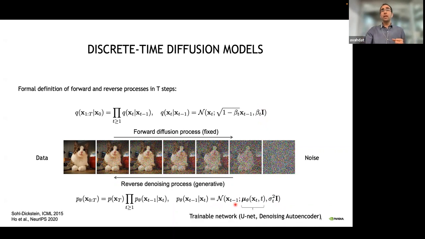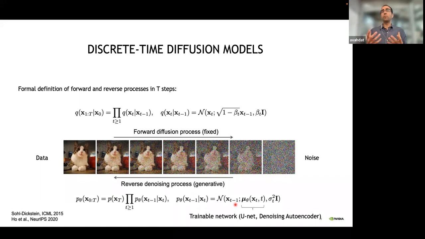So this mean is actually a trainable neural network that takes the current noisy image and predicts the average of the less noisy version of that. This trainable neural network takes an image and predicts a less noisy version of that image, because the input and output have the same dimensionality.